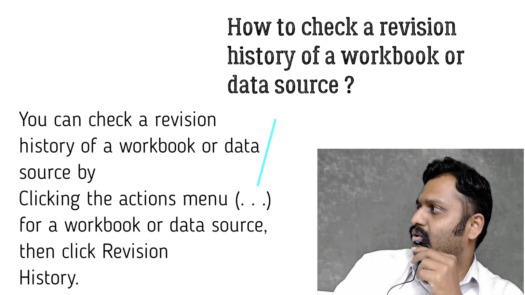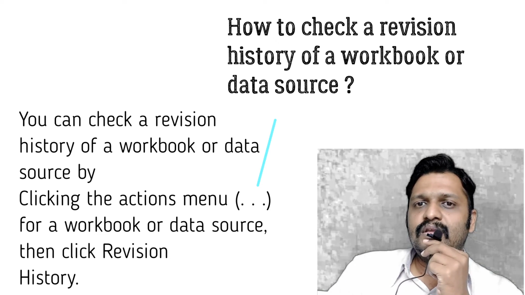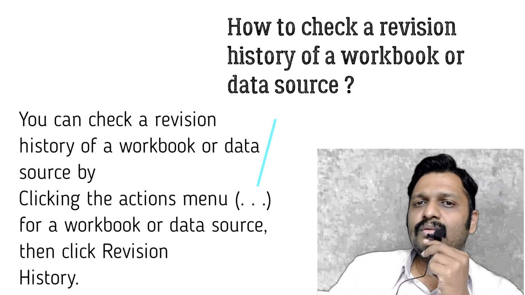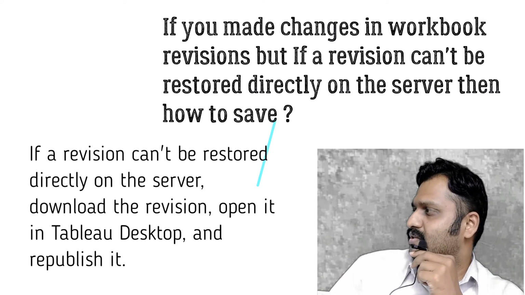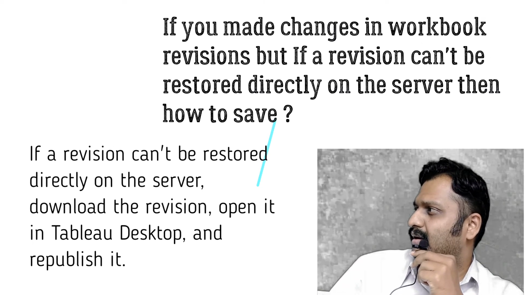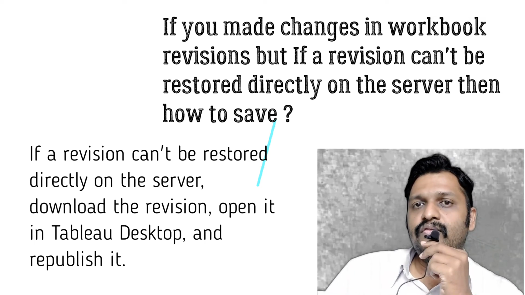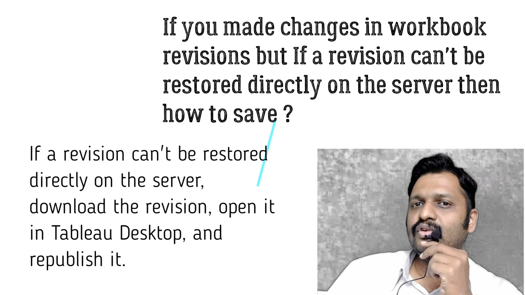Next question. How to check the revision history of a workbook or a data source? You can check the revision history of a workbook or a data source by clicking the action menu for the workbook or data source and then clicking Revisions. Next question. If you made changes in workbook revisions, but a revision can't be restored directly on the server, then how to save it? If a revision can't be restored directly on the server, download the revision, open it in Tableau Desktop and republish it.